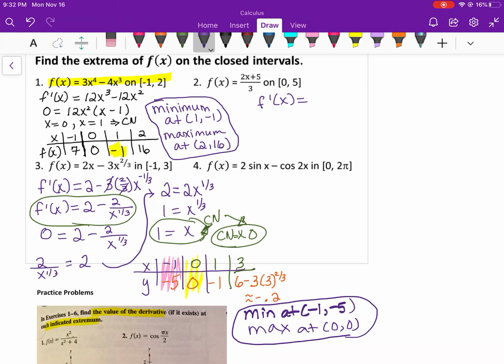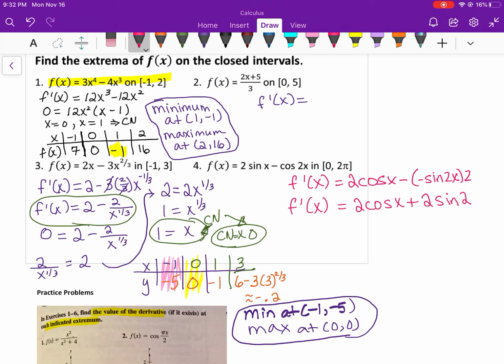Okay, number 4, I'm going to get you started, and then I'm going to let you work with your trig to see if you can get it done any further. So f prime of x is 2 cosine x minus negative sine 2x times 2. I just had to use my chain rule. So f prime of x is 2 cosine x plus 2 sine 2x.